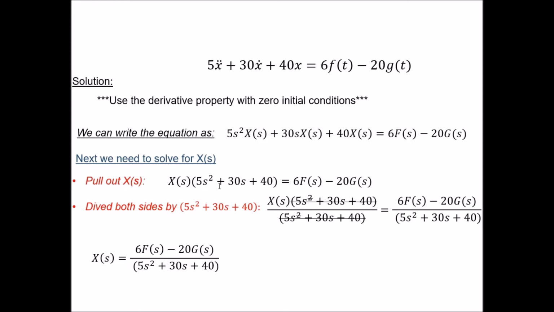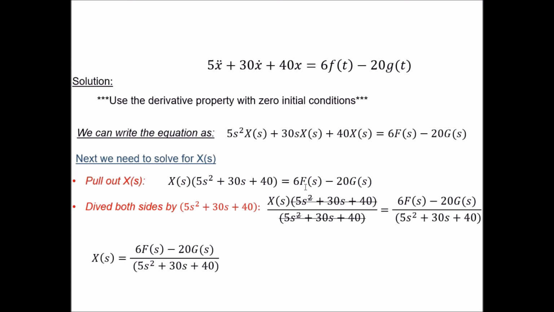So if we're able to follow through your work and understand that you know how to solve this, regardless of whether you dropped a negative sign along the way or miswrote a number, you're going to get most of the credit for the problem. So make this little side note here. I'm pulling out my X(s), which ends up with X(s) times 5s squared plus 30s plus 40 is equal to the right-hand side of my equation over here, 6F(s) minus 20G(s).